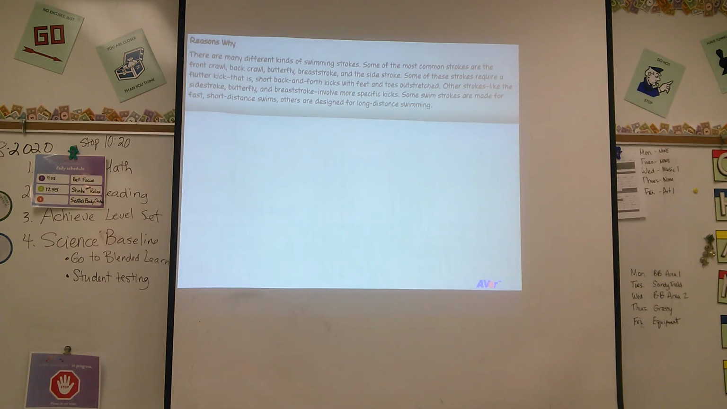Okay, so this heading does not go at all with this section, right? Is this section about reasons why? No. This section talks about the different types of strokes and the different types of kicks that go with the strokes.